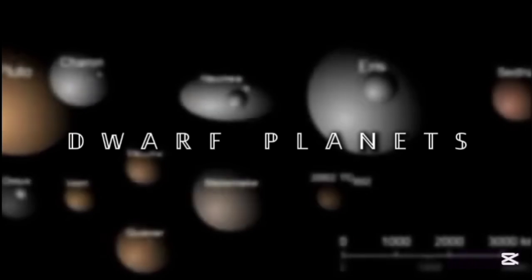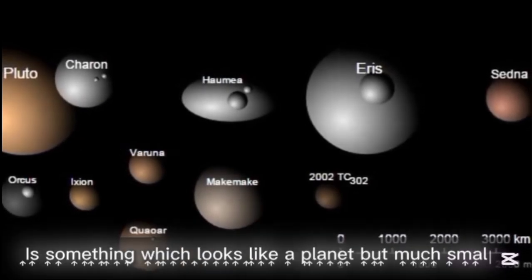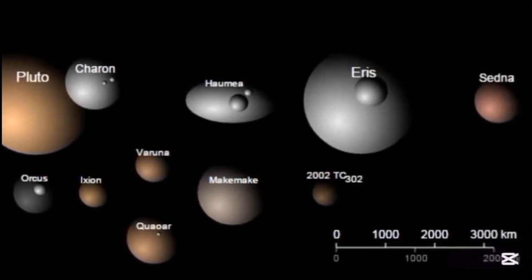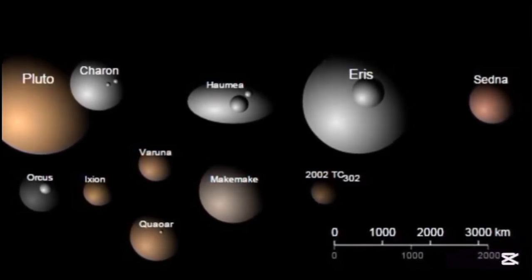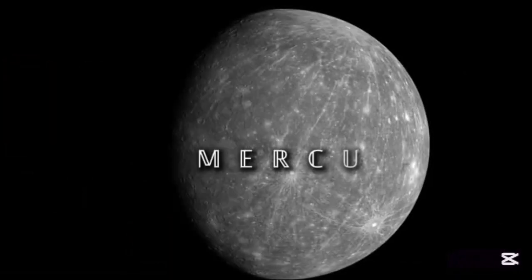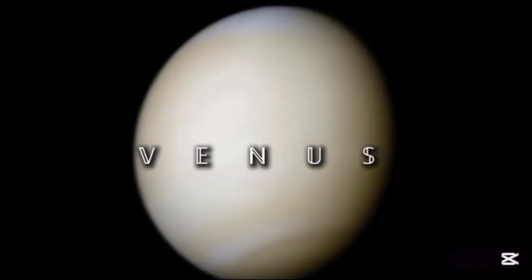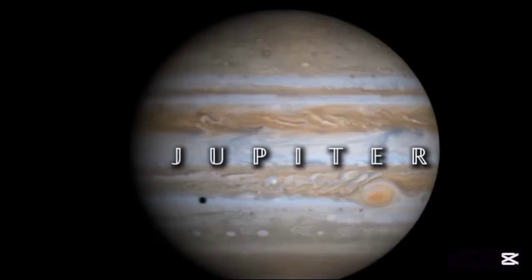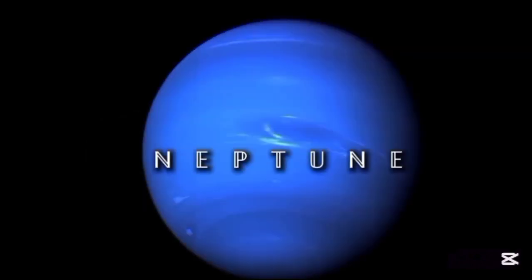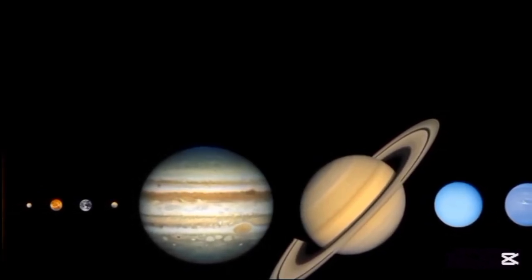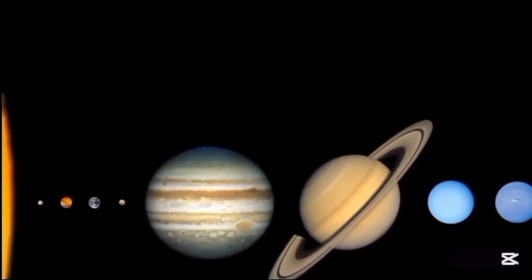Now let's look at dwarf planets. A dwarf planet is something which looks like a planet but is much smaller, such as Eris, Sedna, Haumea, Pluto, and others, leaving us with Mercury, Venus, Earth, Mars, Jupiter, Saturn, Uranus, Neptune as the only planets in the solar system, just like you can see there.